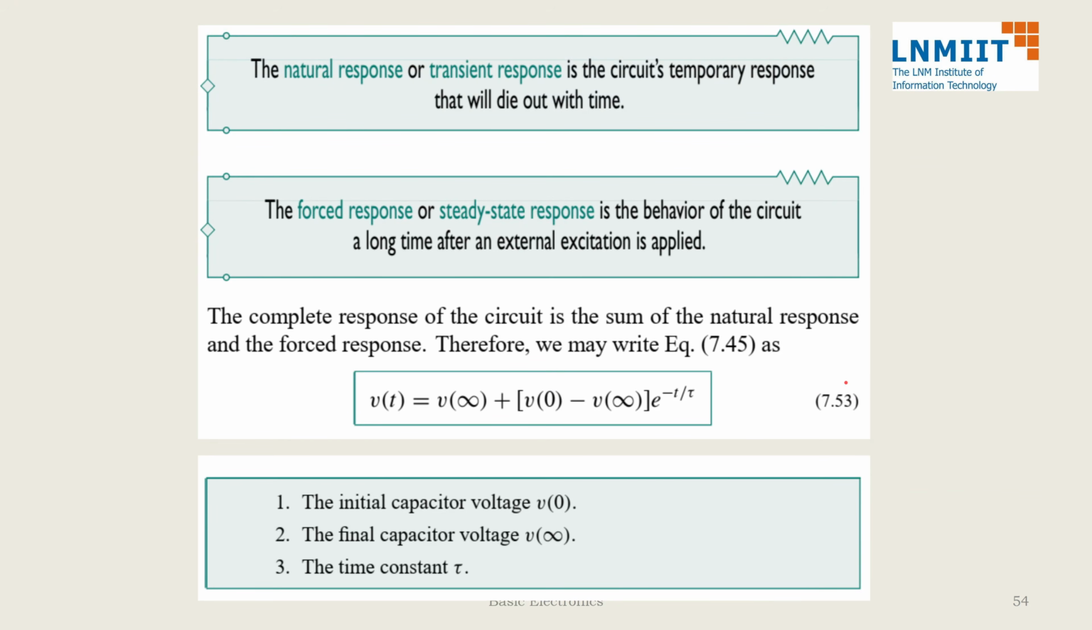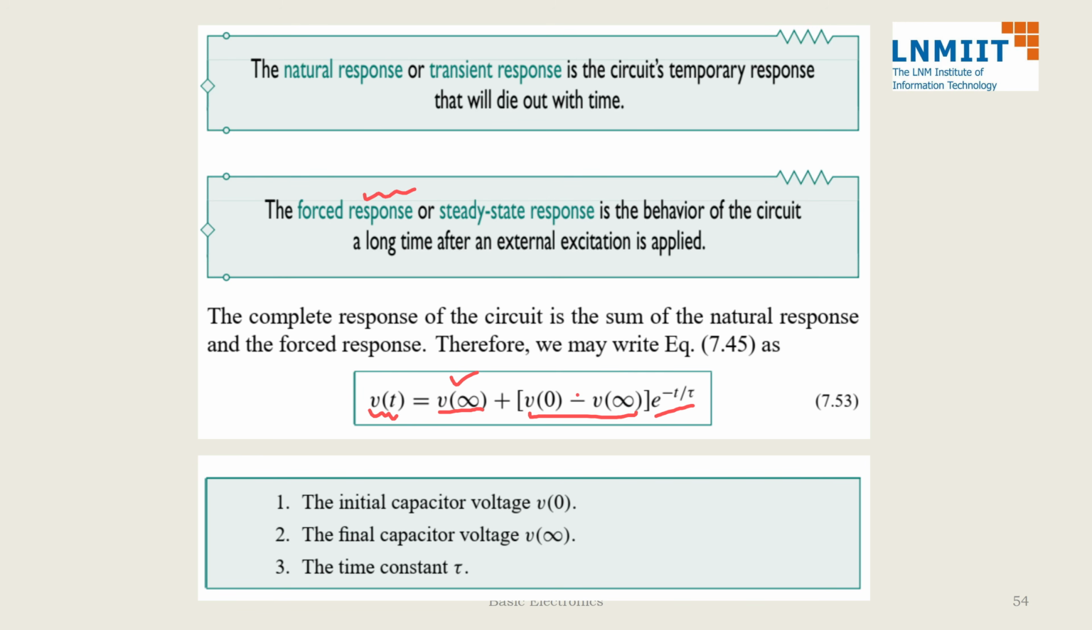and we can write it as V of t equal to V final, that means V infinity, plus V initial minus V final into e raised to power minus t by tau. So the voltage across capacitor will be summation of two things. That means forced response and transient. This is called forced response, the steady state response. That means when t is infinity, then what voltage will appear across my capacitor.